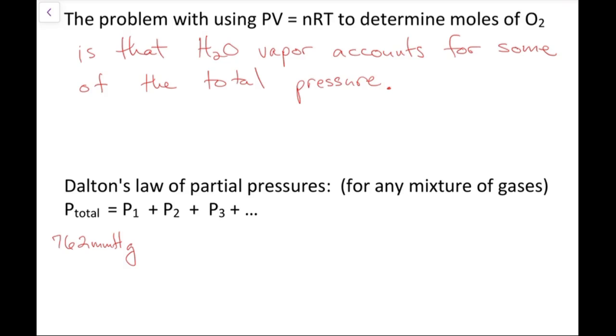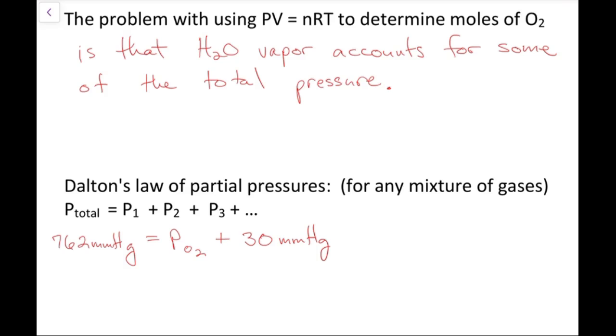That would be the total pressure. The oxygen, so I'm just going to call it P of O2, is unknown. And let's say I'm able to look up the pressure due to water vapor at this particular temperature, and temperature affects how much water will be evaporated, as you might guess. And let's say the water vapor accounts for 30 mmHg in this particular situation.